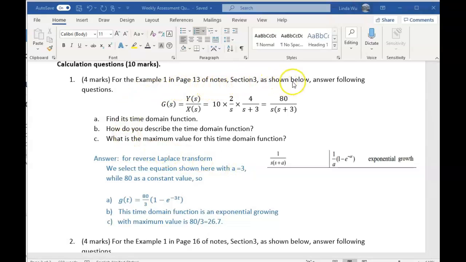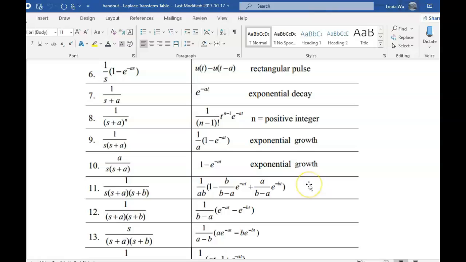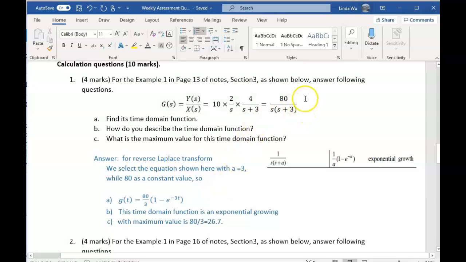In this example, we get this result: 80 divided by s times s plus 3. Look at this expression; we try to find the reverse Laplace transform of exactly the same expression. So you probably go to the handouts. We have this Laplace transform table. Here we have number 9, 1 over s times s plus a. This is similar to our expression, 80 over s times s plus 3.